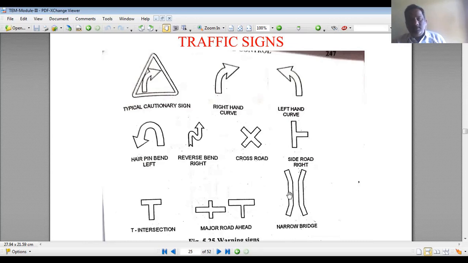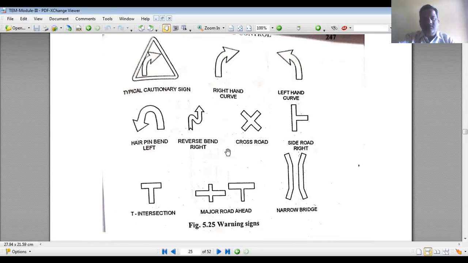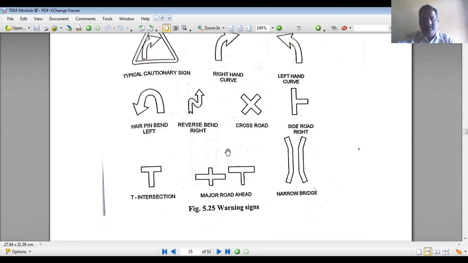Narrow bridge ahead, like that, to show the condition of the road and to give information about upcoming obstacles or any warnings. We have to give prior information to the road users by keeping the signboards at least half a kilometer in front of the location. So these are the warning or cautionary signs.